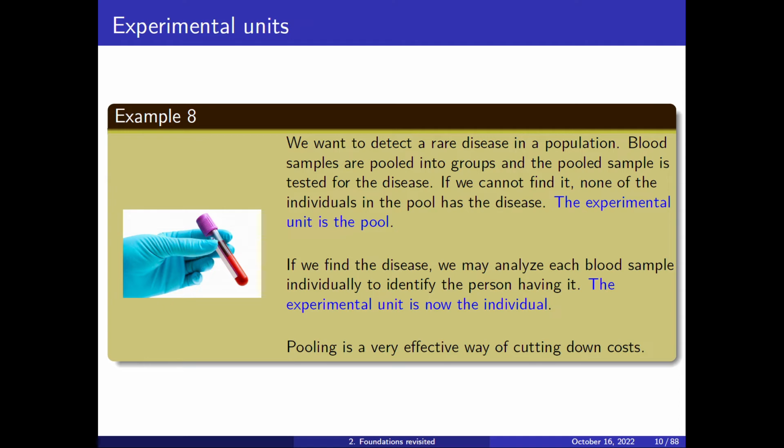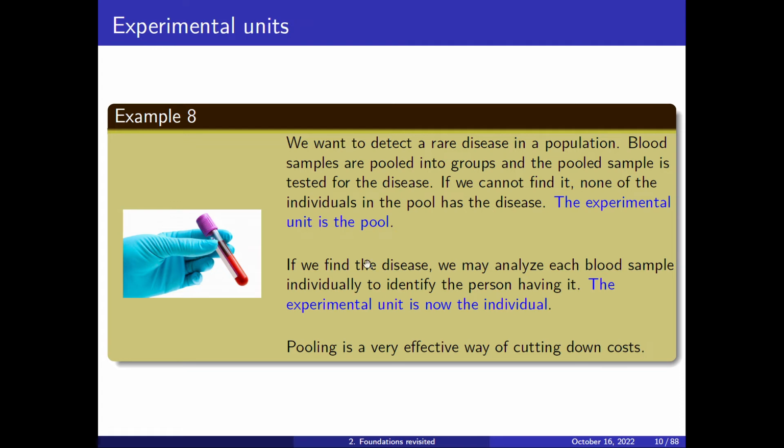And here is another example in which, for instance, let's say that you want to detect a rare disease in a population. So you collect blood samples, they are pooled into groups, and then the pooled sample is tested for the disease. If you cannot find it, none of the individuals in the pool has the disease. So if you compare different analyses of this kind, then the experimental unit is the pool, because that is where you can change your analysis technique. That would be the treatment in that case.